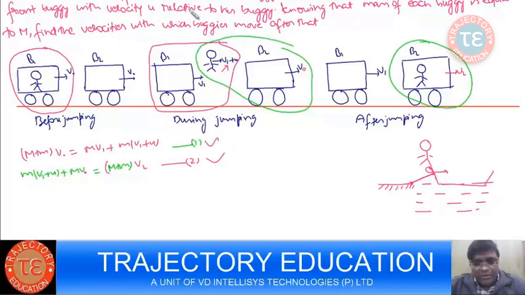These two problems are not important for exam, just for understanding how choosing a system becomes very important. How choosing a system is very, very important in conservation of linear momentum. That was the whole purpose of introducing this problem, right?